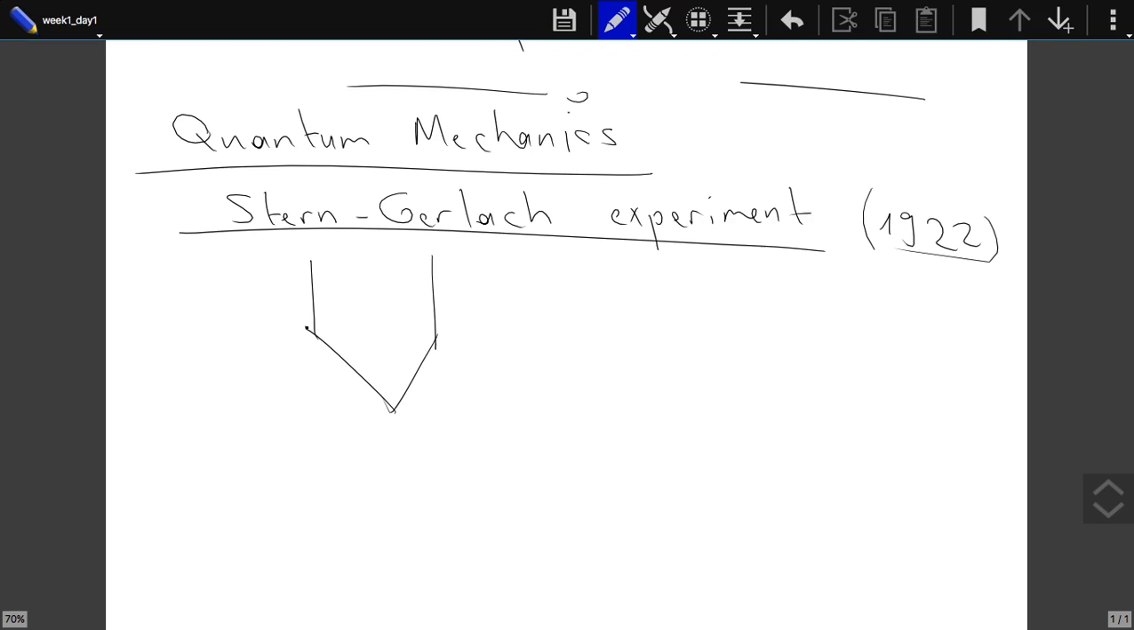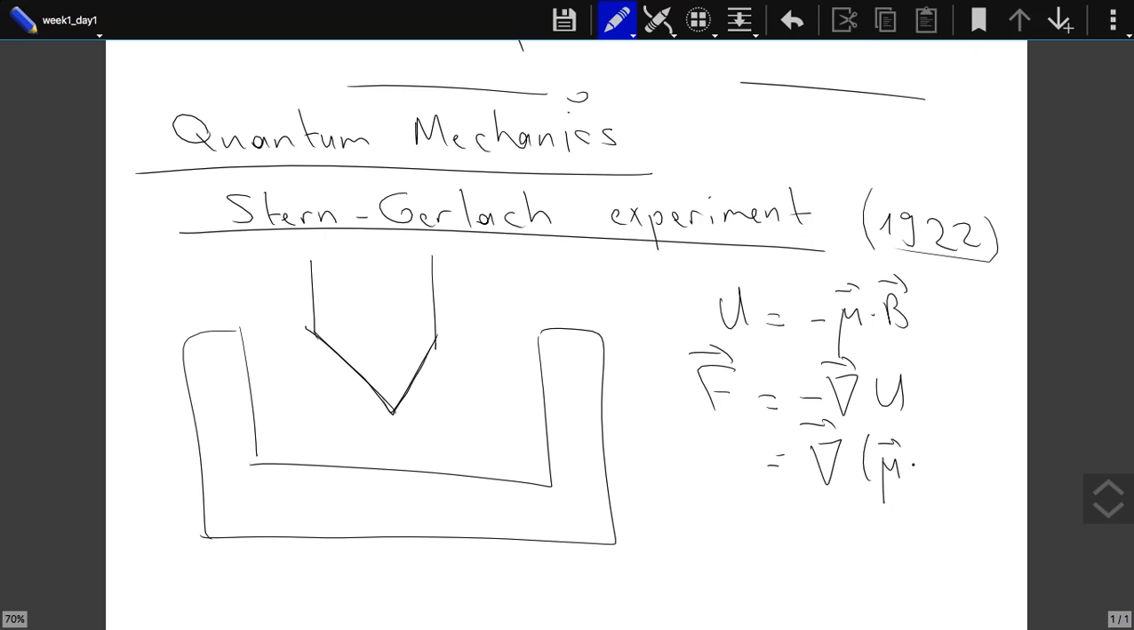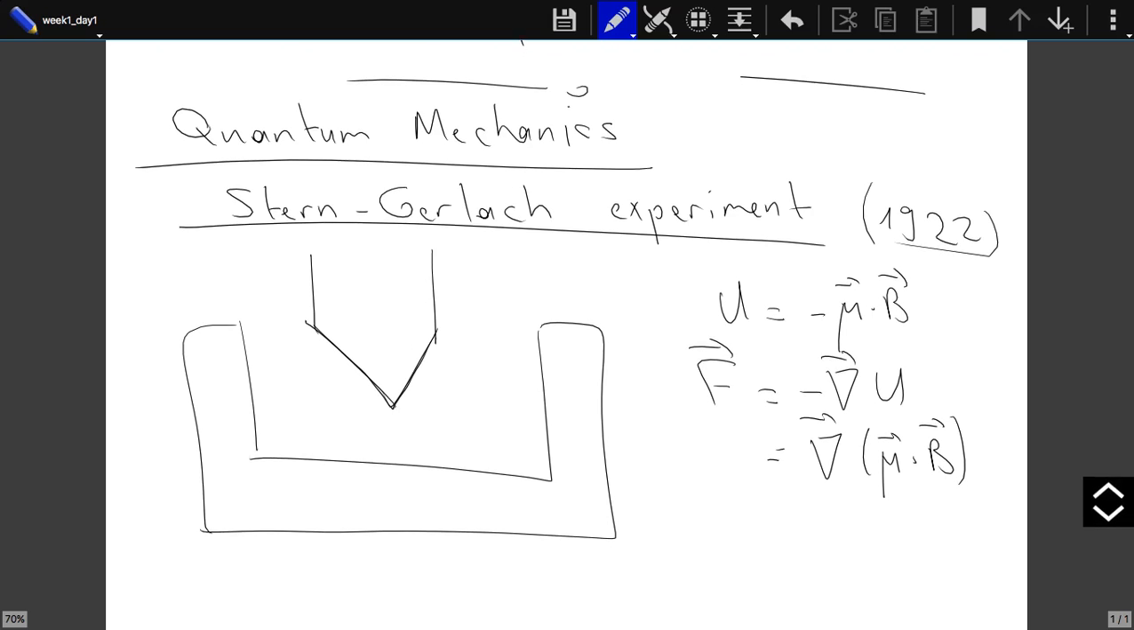took a magnetic field. They created some non-uniform magnetic field. This is more or less the shape. There is a tip over here. And if you remember from your electromagnetism courses, if you put a magnetic dipole in a magnetic field, the potential is just minus mu dot B, mu being the magnetic dipole moment, B being the magnetic field. So if you calculate, the force would be just minus the gradient of U, which is the gradient of mu dot B.